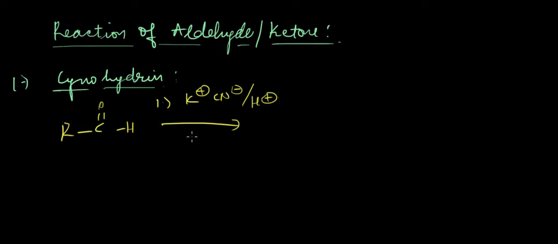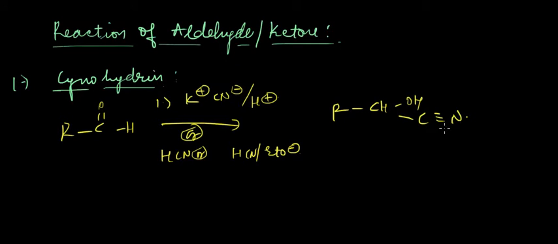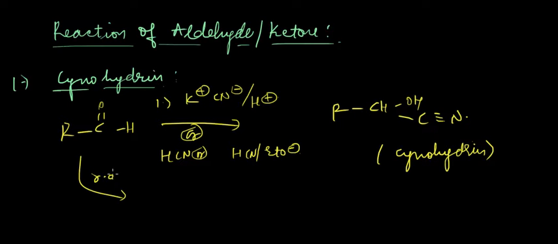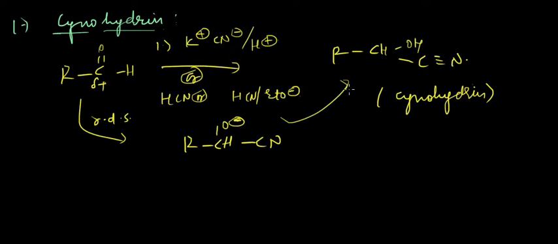Okay, so you can also have something like HCN in presence of EtO minus. So we'll have something like RCH(OH)CN here, and this is known as cyanohydrin. The RDS for this reaction is obviously the attack of CN minus over this partially positive carbon atom and the formation of O minus here. Then obviously in acidic medium we get this product.